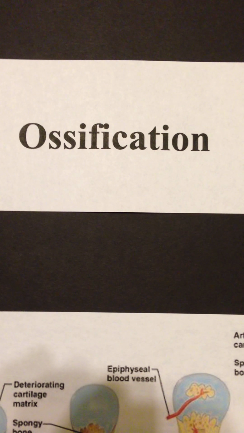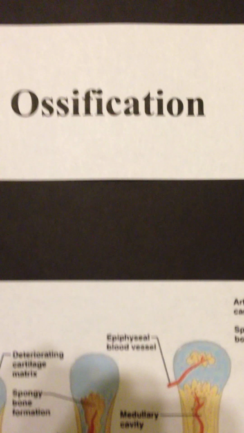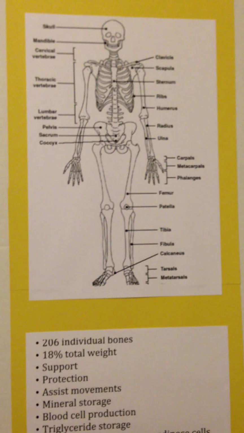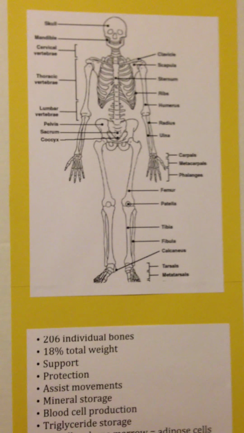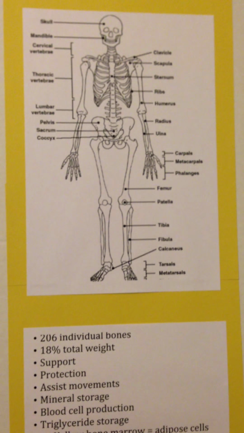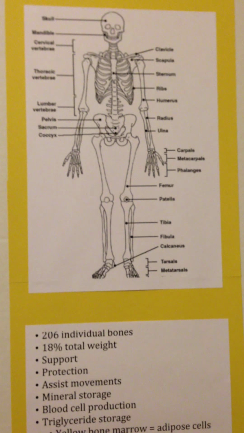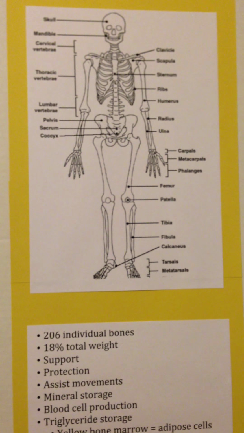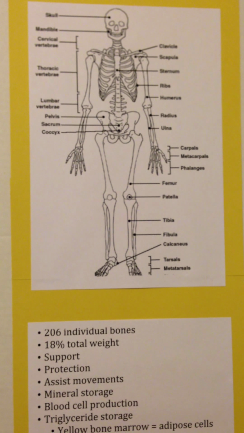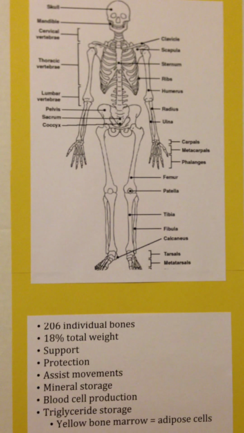Welcome to my video on ossification. Ossification is the forming of bones. Before we get started, let's briefly go over the skeletal system and some terminology. The skeletal system has 5 primary functions: support, storage, blood cell production, protection, and movement.